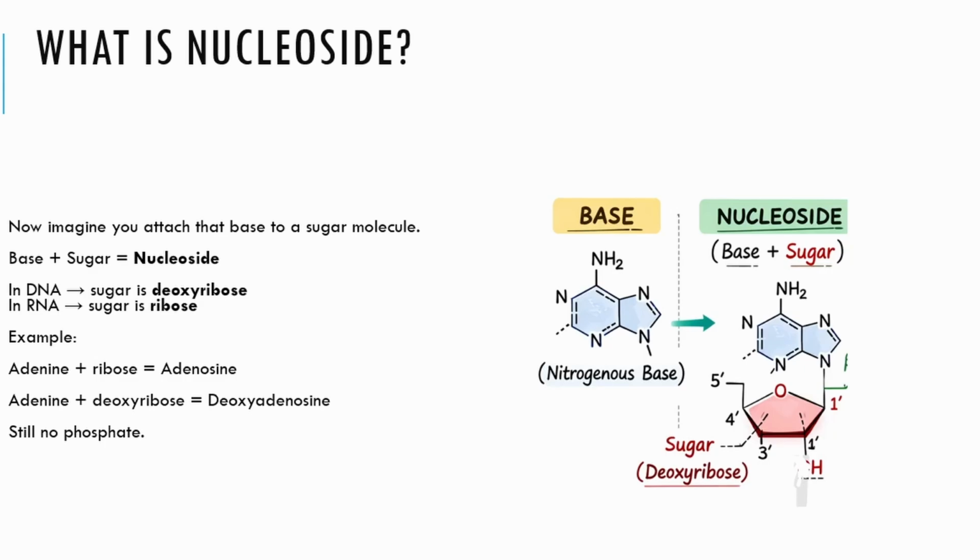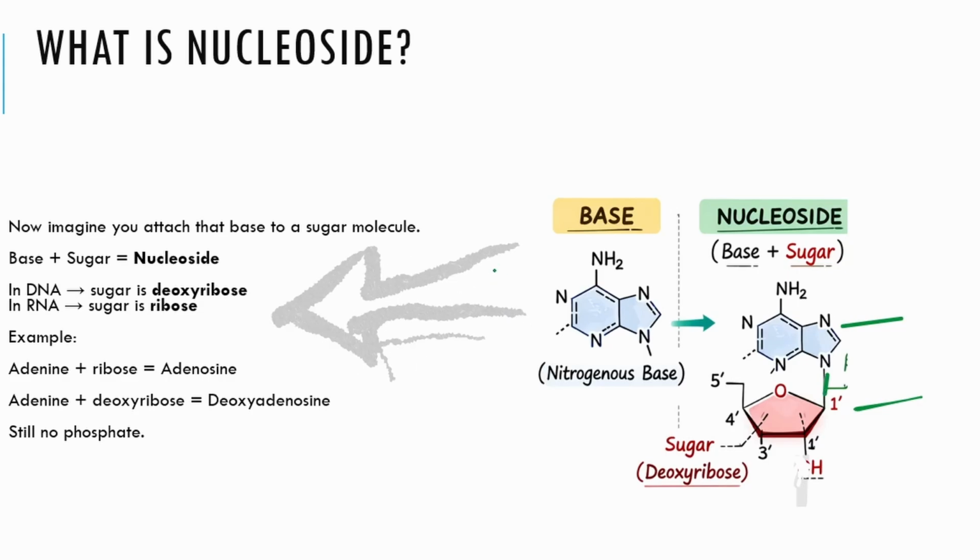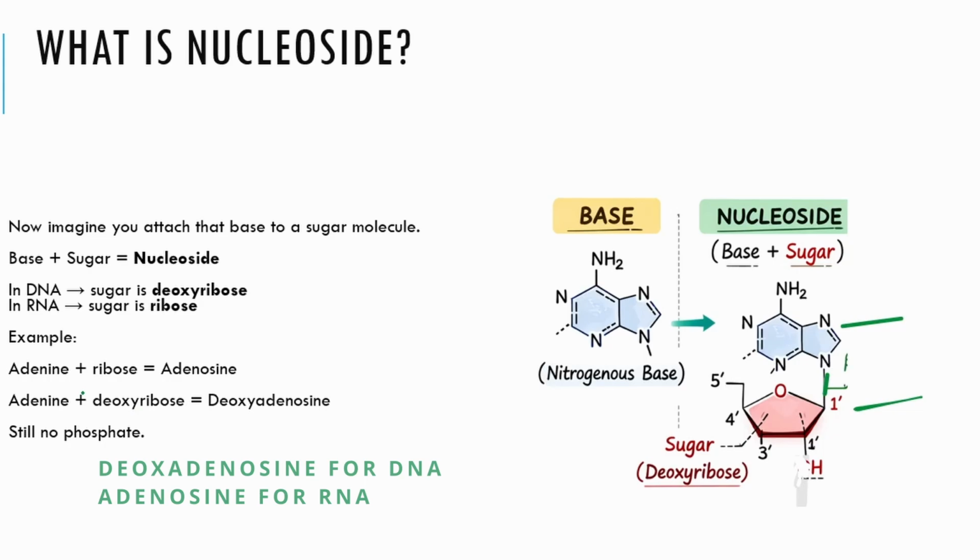What is a nucleoside? Imagine you attach the base to a sugar and you form a nucleoside. In DNA, the sugar is deoxyribose, whereas in RNA, the sugar is ribose. So when you combine adenine and ribose, you form adenosine, and when you combine adenine and deoxyribose, you form deoxyadenosine. Why it's called deoxyadenosine, I will explain after some time. But right now, let's start with the next one, that is nucleotide.